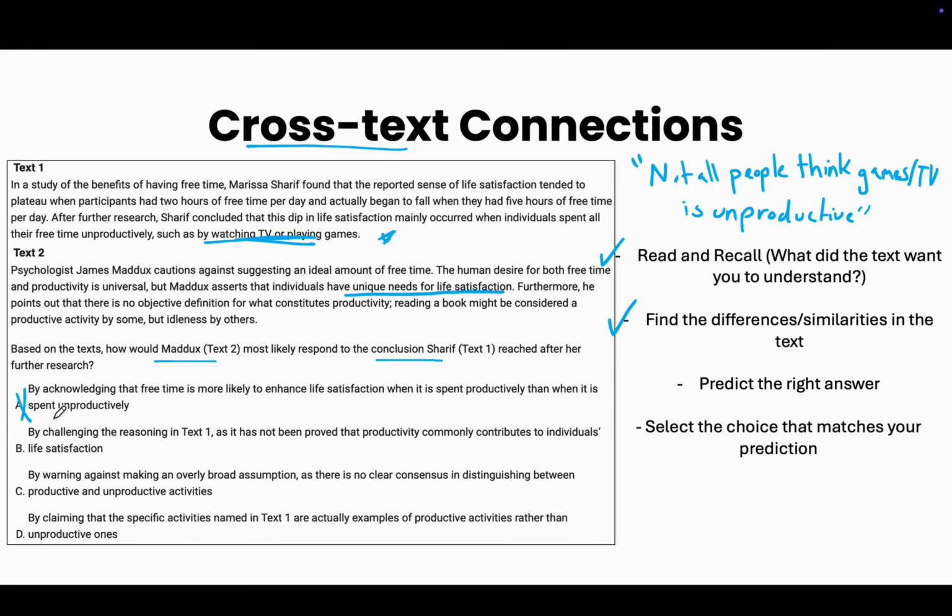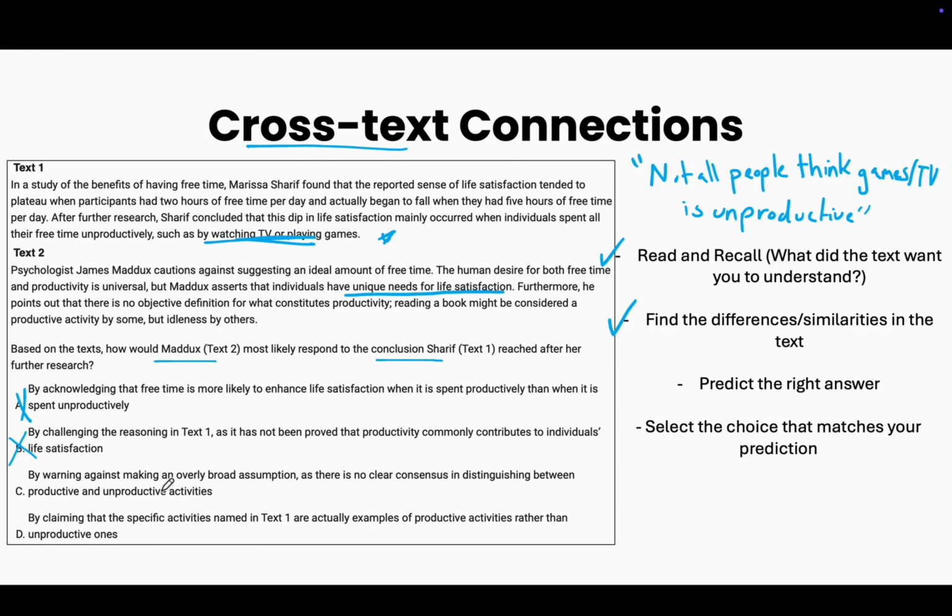Plus, it does not match our prediction. Choice B: By challenging the reasoning in text 1, as it has not been proved that productivity commonly contributes to individuals' life satisfaction. I don't think this makes sense and it does not match our prediction. So let's see the other choices.